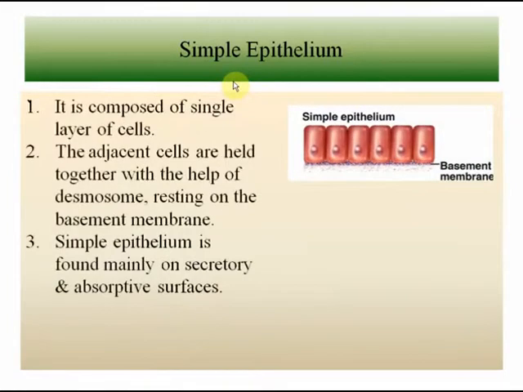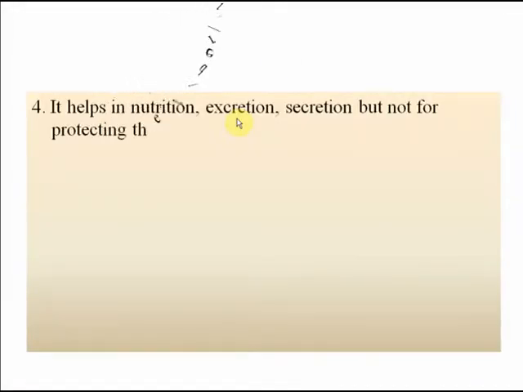You can see here the picture of simple epithelium. It is composed of a single layer of cells, and adjacent cells are held together with desmosomes and resting on the basement membrane. And these are mainly found on secretory and absorptive surfaces like the intestine, etc. Now, simple epithelium helps in nutrition, excretion, secretion, but not in protecting the underlying tissue.